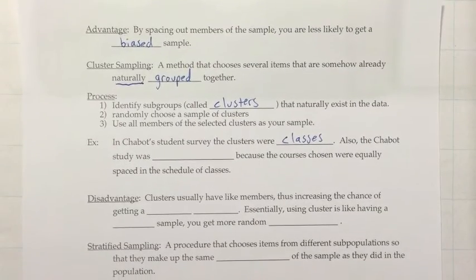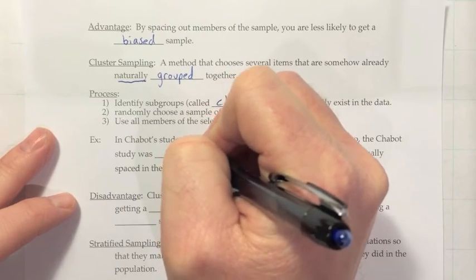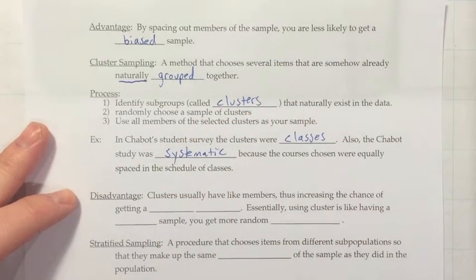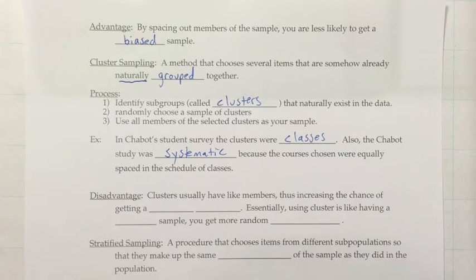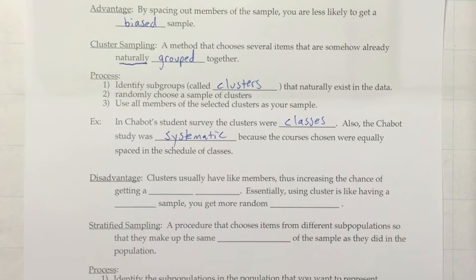But also in the Chabot study, we could say that it was systematic because the courses were chosen equally spaced in the schedule of classes, and anytime you have that equal spacing going on, there was some systematic part to that process. Could have been just like we described or some other way of spacing them out, but if you're doing equal spacing, you have a systematic sample.